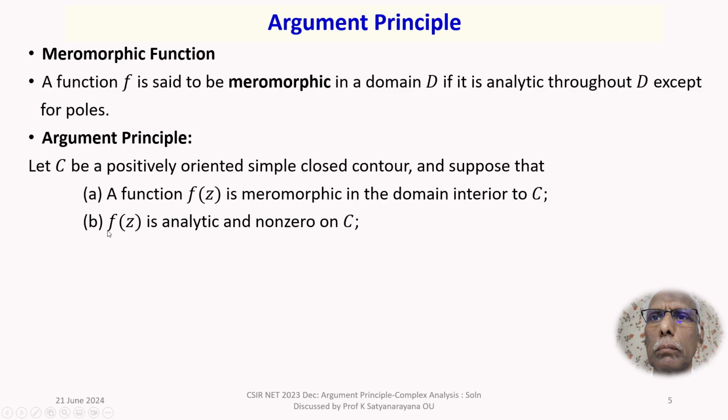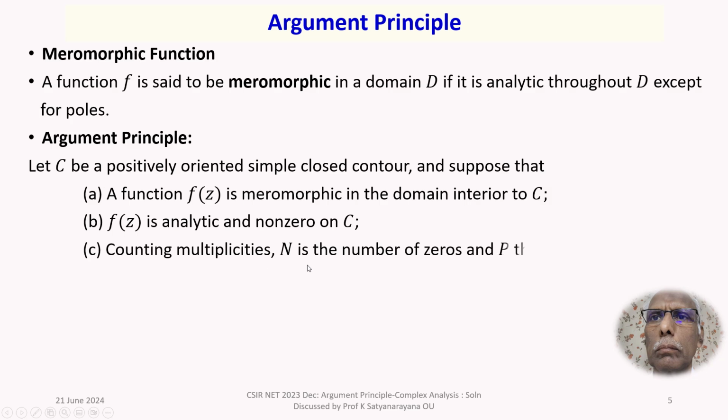Condition B, f of z is analytic and non-zero on C. So what happens on C? f of z is analytic and it is non-zero on C. That means for no point on C, f of z vanishes. Condition C, counting multiplicities. Suppose a zero is repeated 3 times, then you have to count that as 3 zeros. Suppose a pole is repeated 4 times, then it is to be counted as 4 poles.